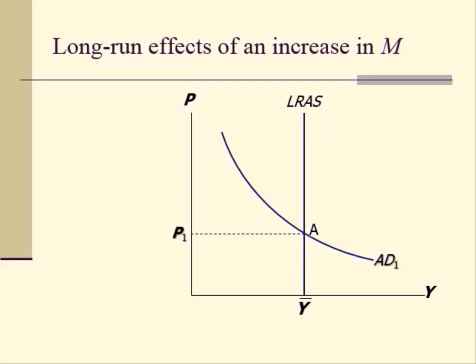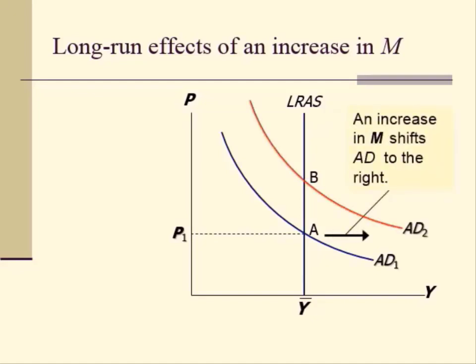Now, with this in mind, let's look at the long-run effects of an increase in money supply, M. So when M increases, M over P increases, therefore aggregate demand increases. That is, for a given Y bar, it increases price level. So an increase in M shifts the AD curve to the right.